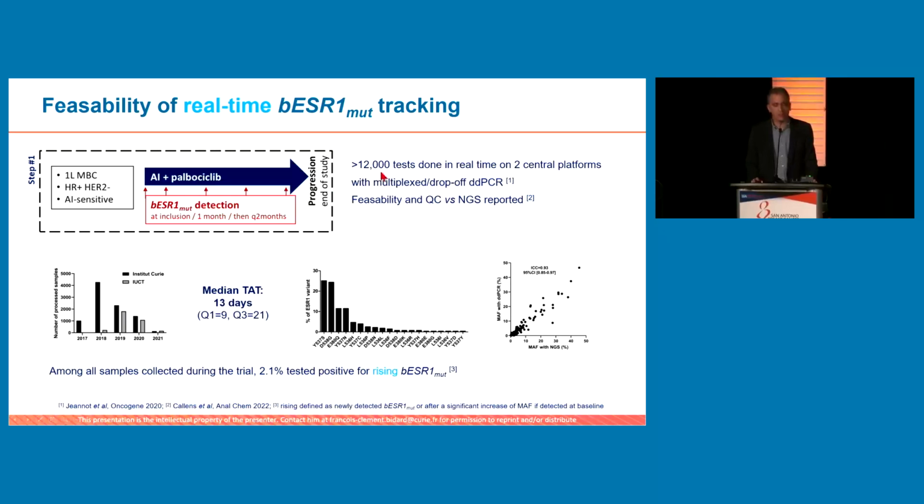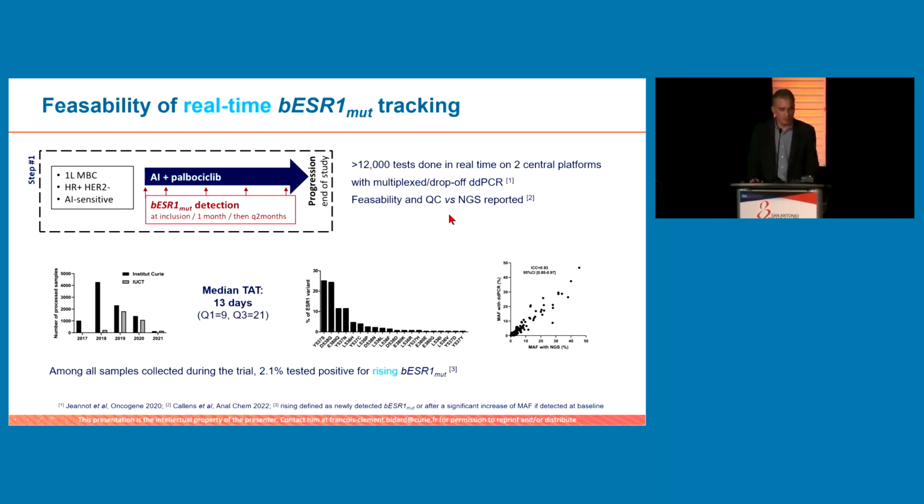So in total, on 2 central platforms, we have done more than, actually it was 13,000 tests in real time with the multiplex drop-off PCR that was used. So the cheap one, very quick, but it allows us to do massive testing in this sample. So the feasibility in terms of turnaround time was good, and it has been published.